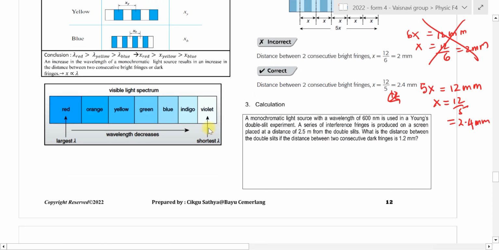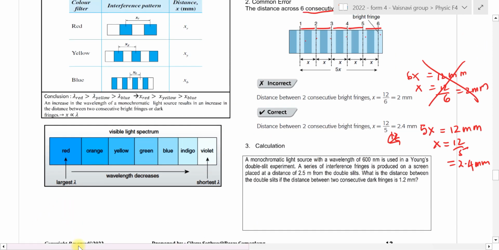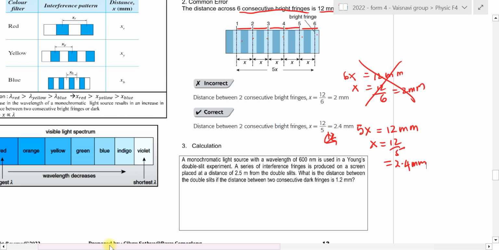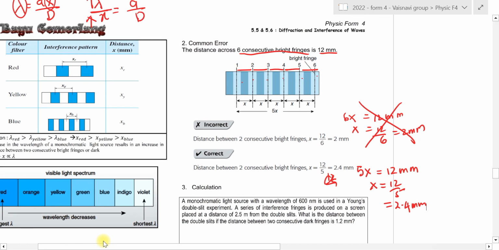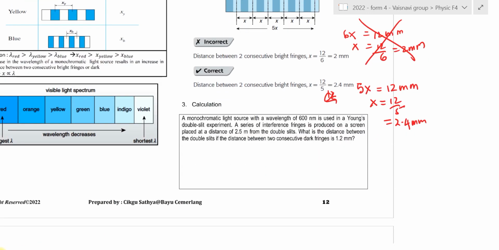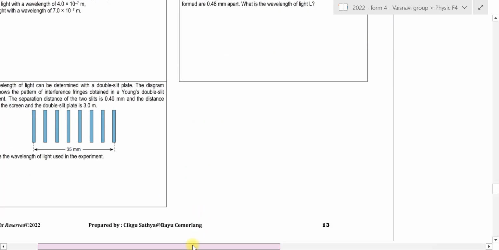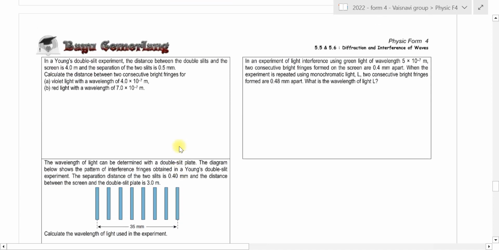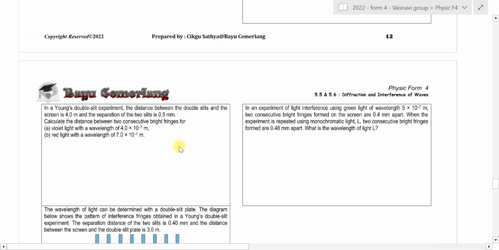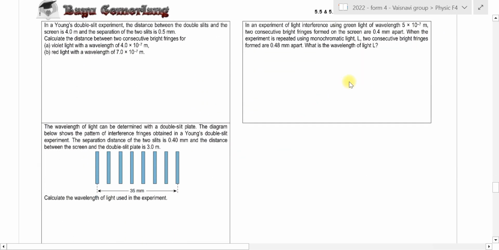Okay, right. Can understand, Safrina, son? Can, sir. Can, huh? Okay, now I want you to try out the calculation. Okay, I give you a few calculation. Do it carefully. I want you to try all the four lah. Okay.